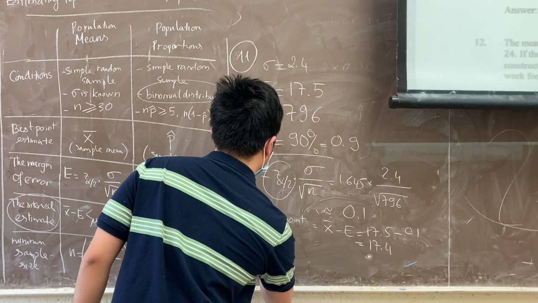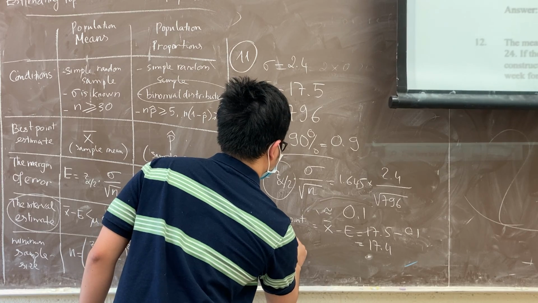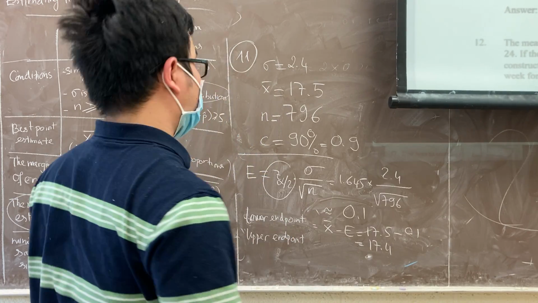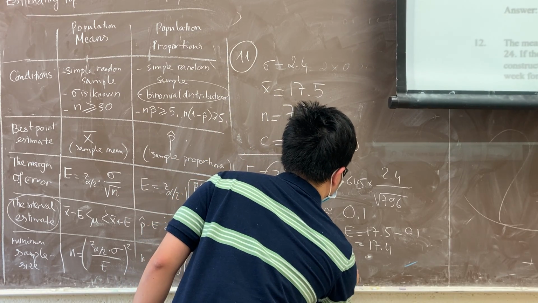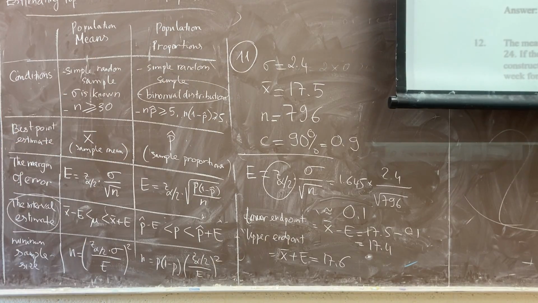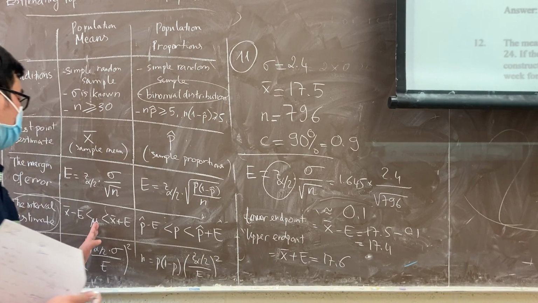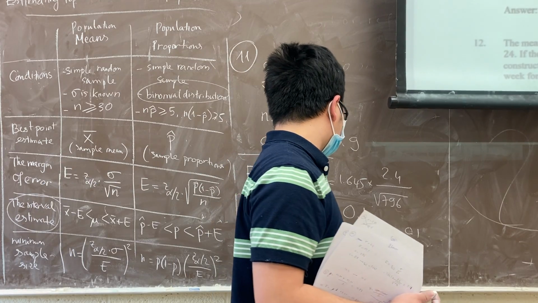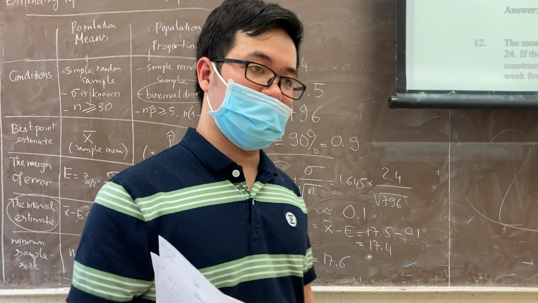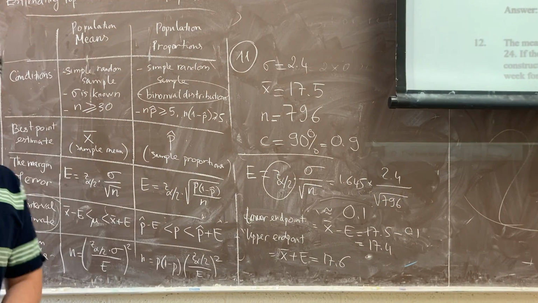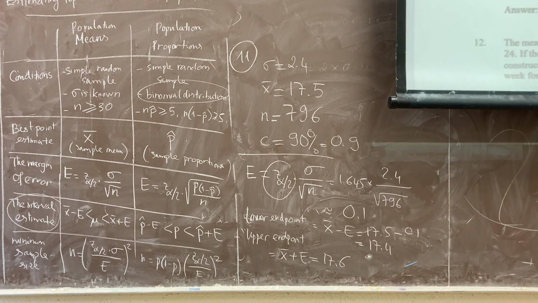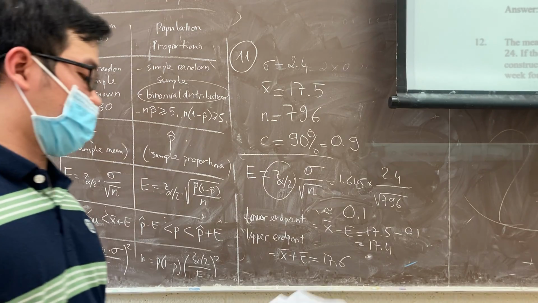And we have the upper end point. The upper end point will be calculated by x bar plus margin of error. That should be 17.6. So we have the value of mu from 17.4 to 17.6. Okay, that's the estimation for the population mean. Any questions so far? Okay, with that we finish question 11.